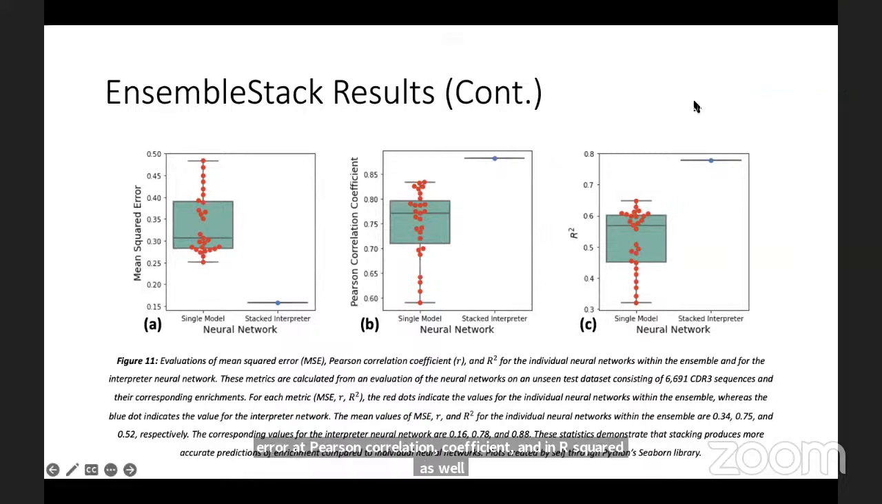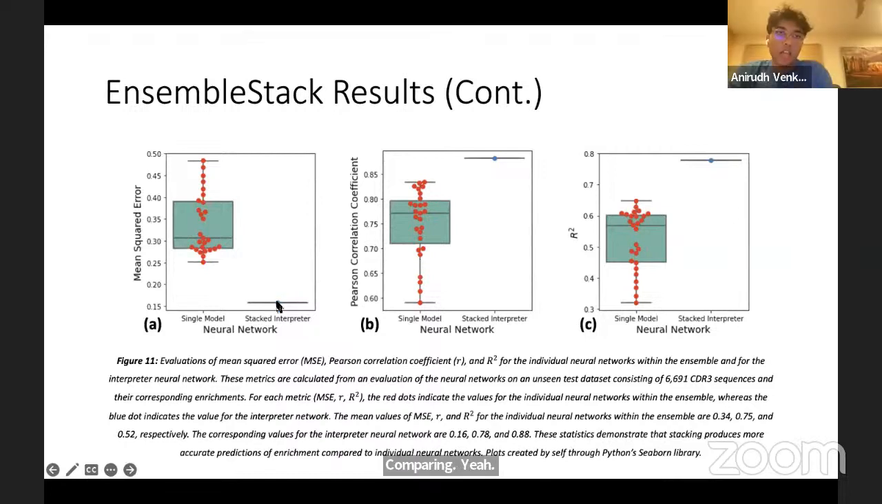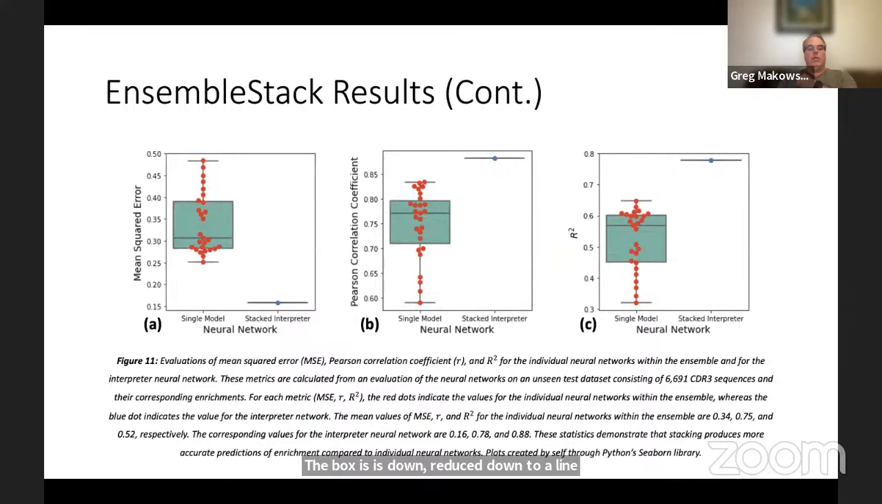Where is the blue dot that you're talking about? In the stacked interpreter. It's a box and whisker plot where the confidence interval is so narrow, the box is reduced down to a line. So it's showing very consistent results, which is very good. If it was a wider box and whisker column, then they would have higher noise or variation.